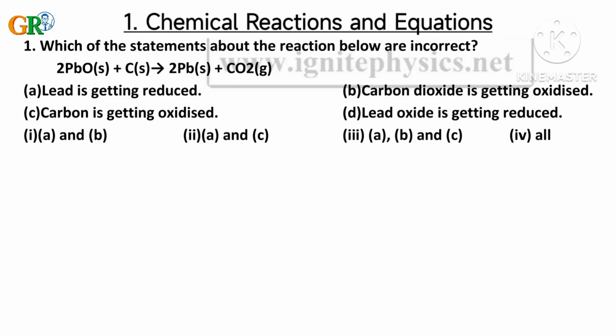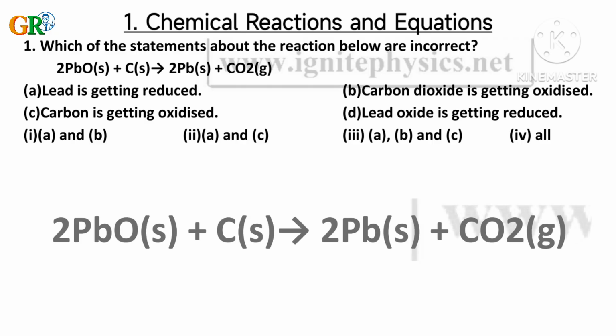Which of the statements about the reaction below are incorrect? 2PbO plus C gives rise to 2Pb plus CO2. Here the given options are: A. Lead is getting reduced. B. Carbon dioxide is getting oxidized. C. Carbon is getting oxidized. D. Lead oxide is getting reduced. What they are asking? Which of the statements are incorrect?